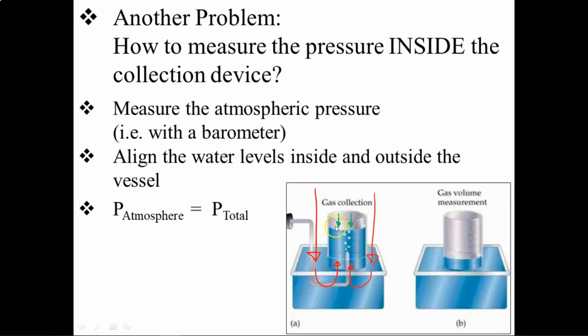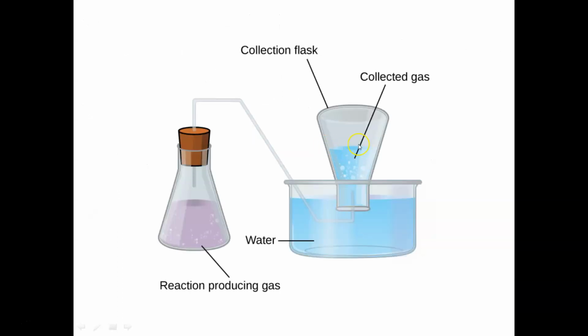In order to make our volume measurements consistent, we have to make sure that the water line inside the collection device is at the same level as the water line outside the collection device, so the water line of the bucket itself. So this water line over here should match up with this water line. So you raise or lower this device, the collection flask, until both water lines line up. Then we can properly measure the volume of the gas that was collected.